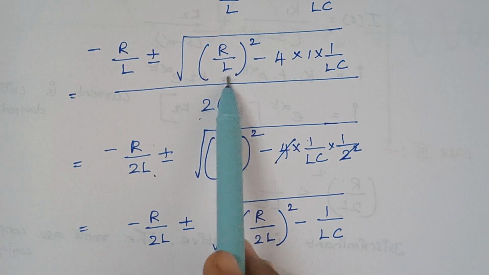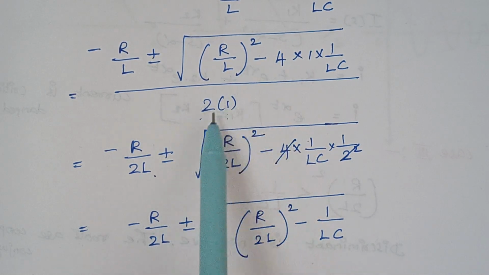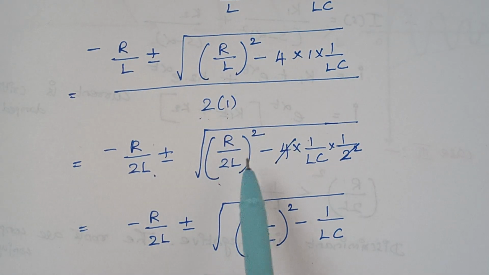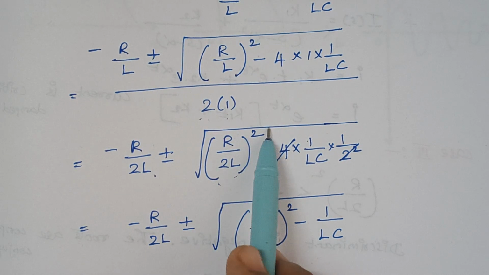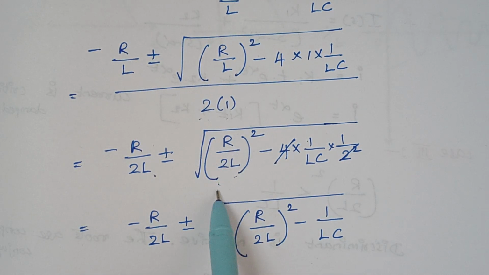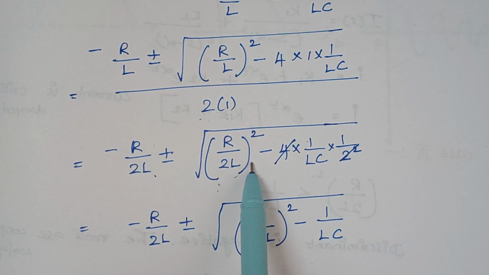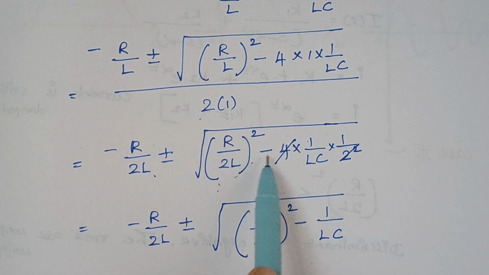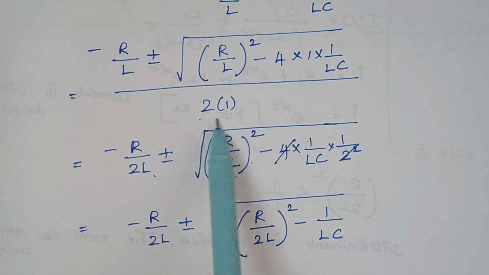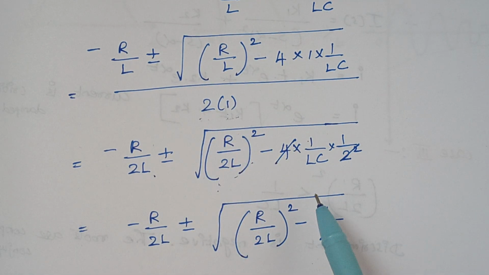Here there is r by l whole square, divided by 2. So the same thing, r by 2l the whole square. So 1 by 2 square is nothing but 1 by 4, right? So when you take square root, that becomes 1 by 2. So here is the 2. Am I making the things clear?